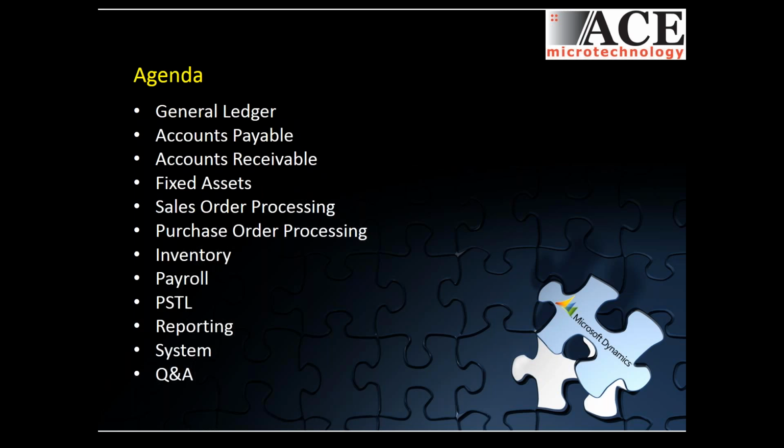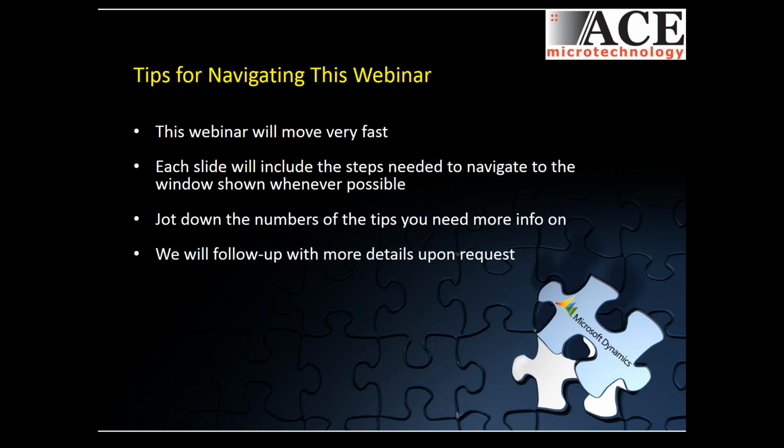So we're going to be covering topics: general ledger, accounts payable, accounts receivable, fixed assets, sales order processing, purchase order processing, inventory, payroll, the PSTL, otherwise known as Professional Services Tools Library, reporting, and then we'll have some time for Q&A. There's a lot to cover. Each area has upwards of 3 to 7 slides or topics that we're going to be covering. So hopefully you'll get a lot out of this today.